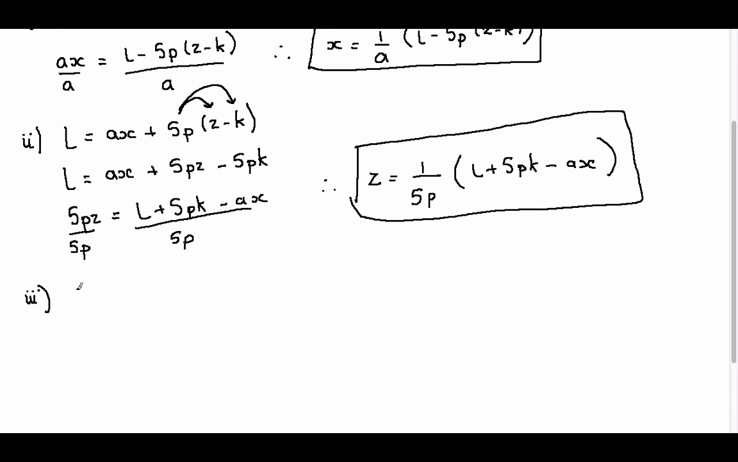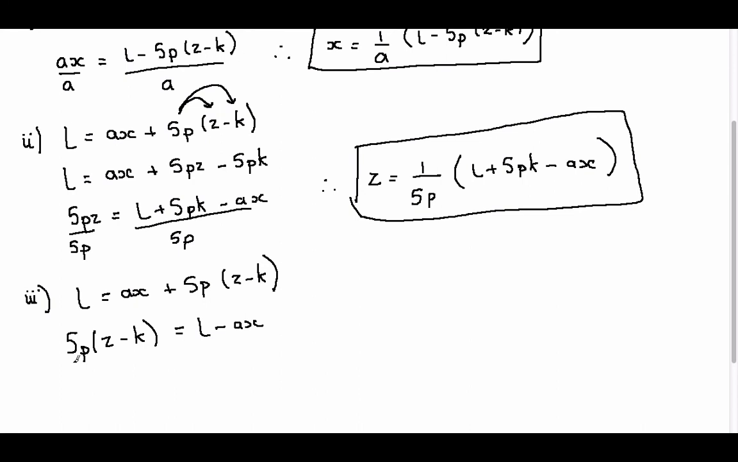And finally, the third rearrangement wants me to find p. So again, starting with L equals AX plus 5p times z minus k. First thing I want to do is get this 5p times z minus k on its own. So we get 5p times z minus k is equal to L minus AX. And that comes just from taking this AX from here over to the left hand side.